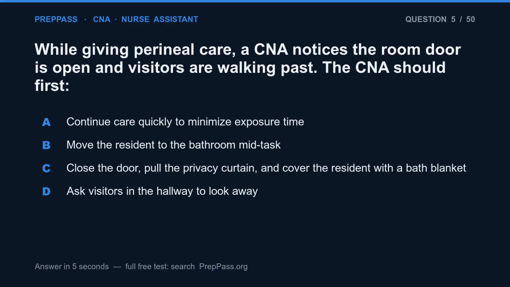Question 5. While giving perineal care, a CNA notices the room door is open and visitors are walking past. The CNA should first: A. Continue care quickly to minimize exposure time. B. Move the resident to the bathroom mid-task. C. Close the door, pull the privacy curtain, and cover the resident with a bath blanket. D. Ask visitors in the hallway to look away.